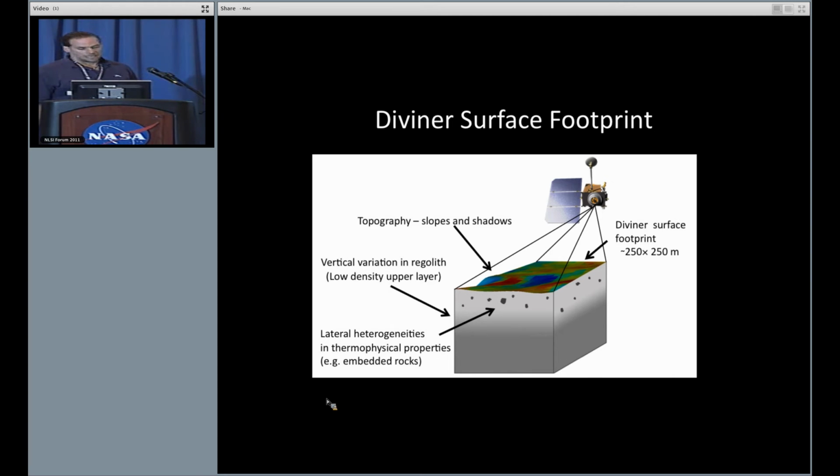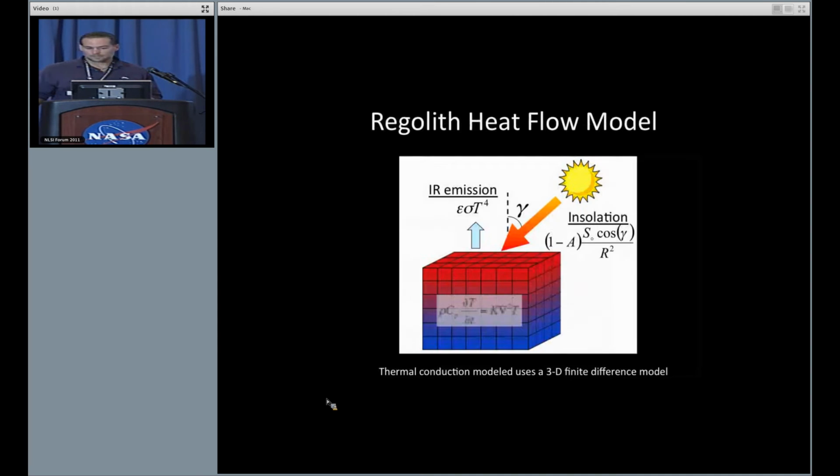But the idea here is to just model the upper part of the regolith, and model heat flow, and try to account for some of these factors that will influence surface temperatures, and try to understand them a little bit better. So we're looking at topography. We look at vertical variation in thermophysical properties, and then also lateral variation. So, for example, looking at rocks embedded in the regolith and how that's going to affect surface temperatures as well.